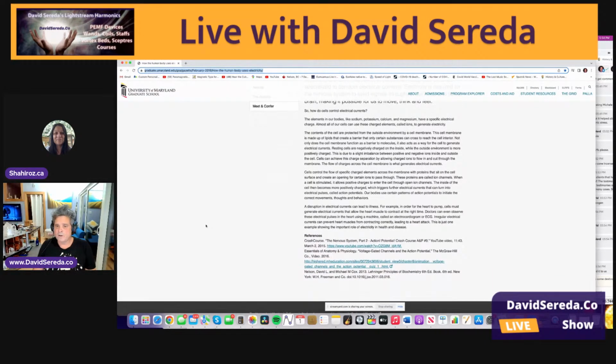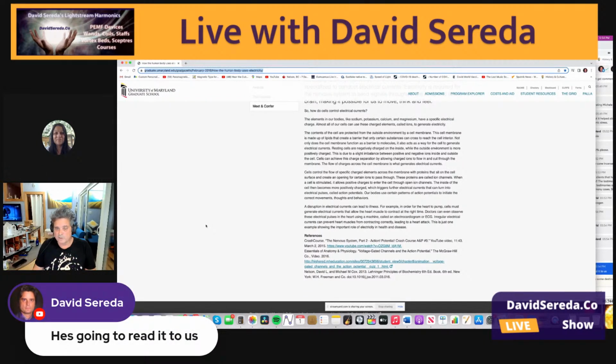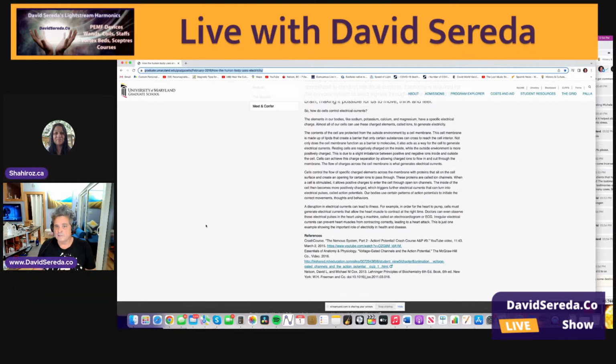The elements in our bodies, like sodium, which is an electrolyte, salt, potassium is an electrolyte, calcium is a primary electrolyte, magnesium, right? They've left out phosphorus here, but that's okay, and lithium, have a special electrical charge. Almost all the cells use these charged elements called ions to generate electricity. An ion is an atom with a net negative or positive charge on it, whereas most atoms are net zero.